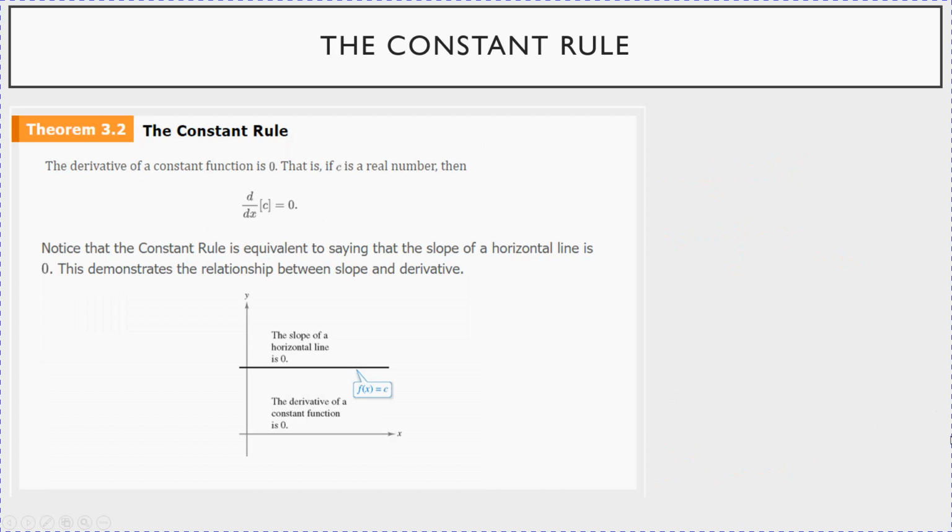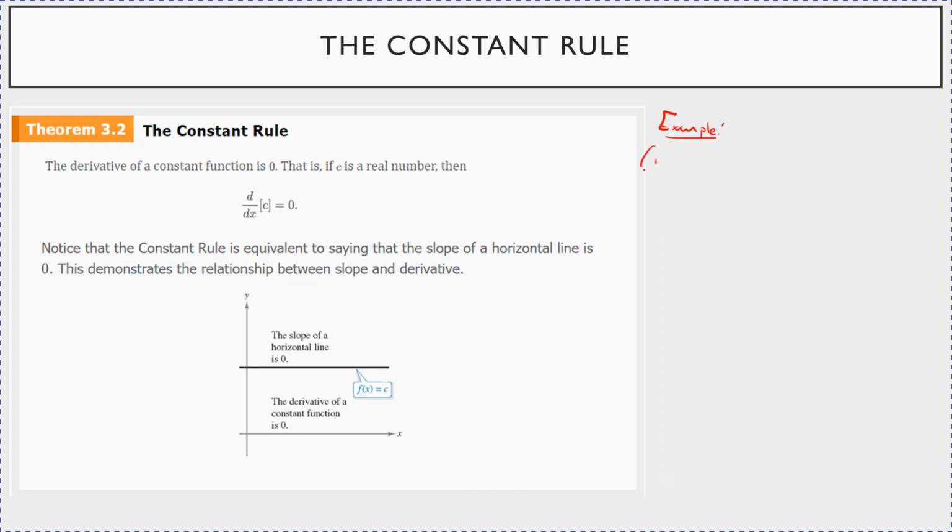Okay, so the first one's the easiest one, and it's the constant rule. The derivative of a constant function is 0. That is, if c is a real number, and I find the derivative with respect to x, or any variable, of some constant, it's always equal to 0. Notice that the constant rule is equivalent to saying that the slope of a horizontal line, because that's what a constant function is, is 0. This demonstrates the relationship between the slope and the derivative. It doesn't matter what the constant is.